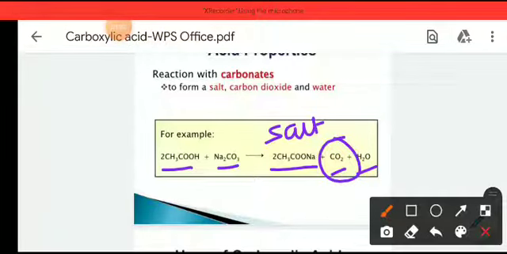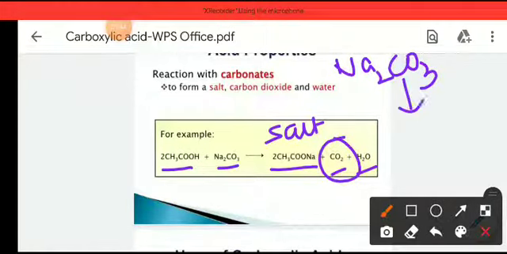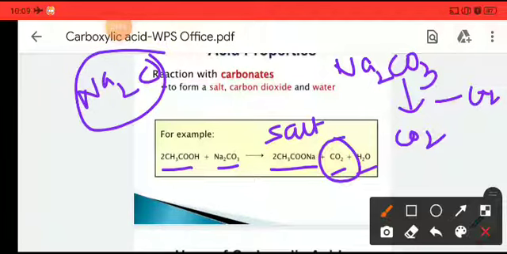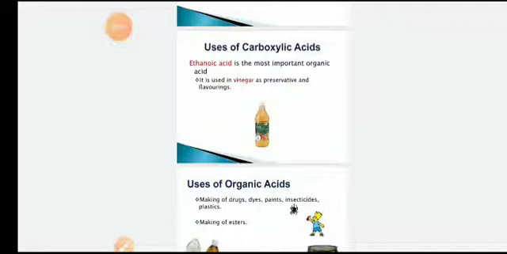So whenever a carbonate base is reacted with the carboxylic acid, it will give the respective salt, that is here the sodium acetate salt, water, and carbon dioxide. Because we know that for any carbonate, suppose we take Na2CO3, the CO3 part will be taken off as CO2, only the Na2O part will be there, and this Na2 part will be recombined with the carboxylic acid part, and that is why it forms. So these are mainly the chemical properties of carboxylic acids.